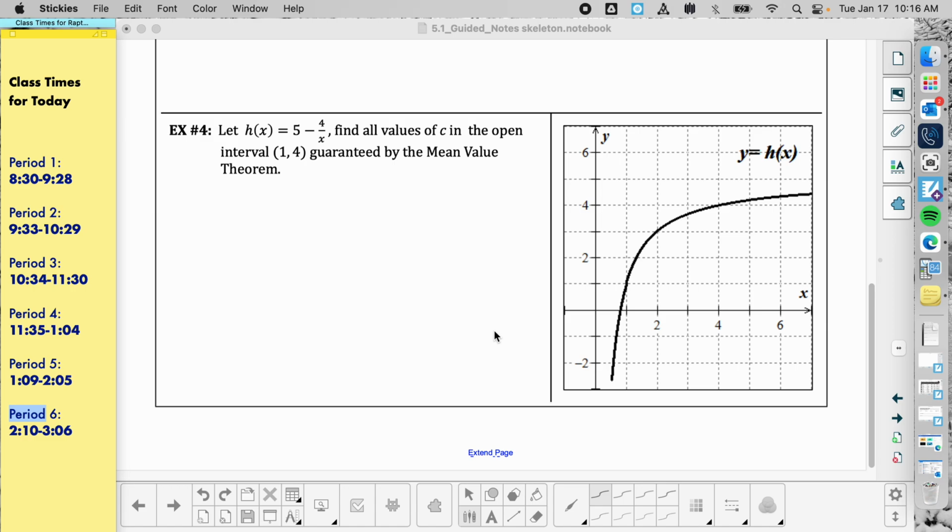Okay, this one gives you a picture. It says we have 5 minus 4 over x. Find all values of c in the open interval from 1 to 4 guaranteed by the mean value theorem. Now, let's do this one a little more official, and then we'll be done for today.